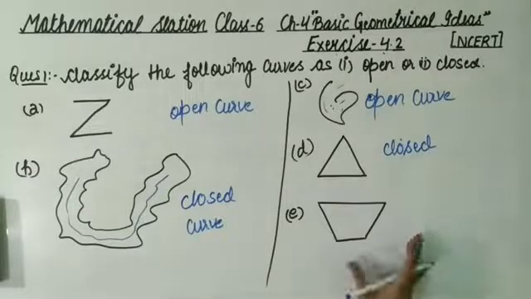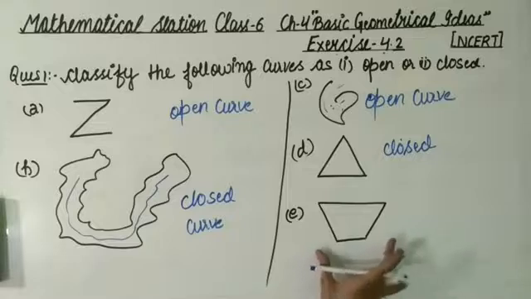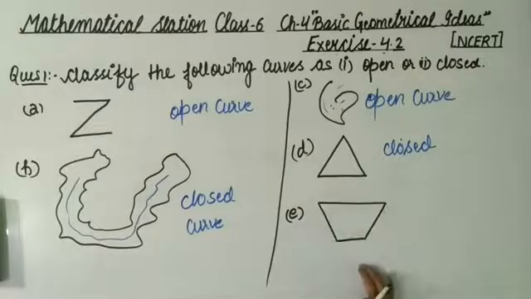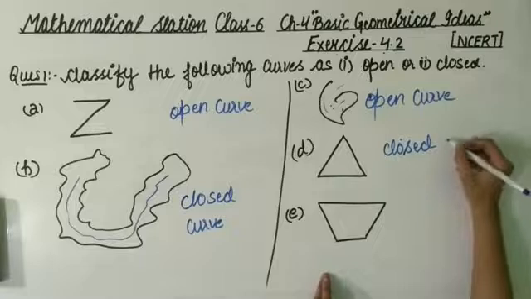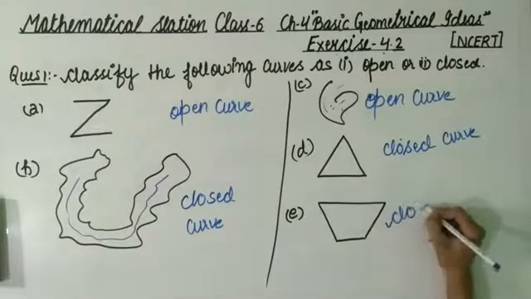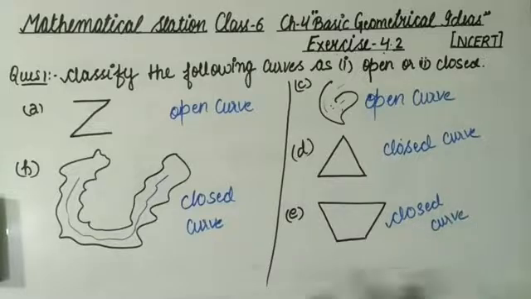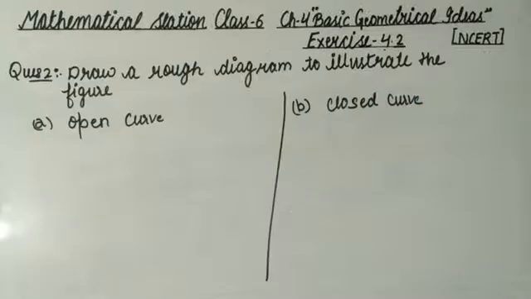And next, this figure E is in trapezium shape. It is also made up of 4 line segments and is closed from all 4 sides. Okay, so it is also a closed curve. Now here we classified the curves as open and closed. Now move on to the next question, and it is draw a rough diagram to illustrate the figure.